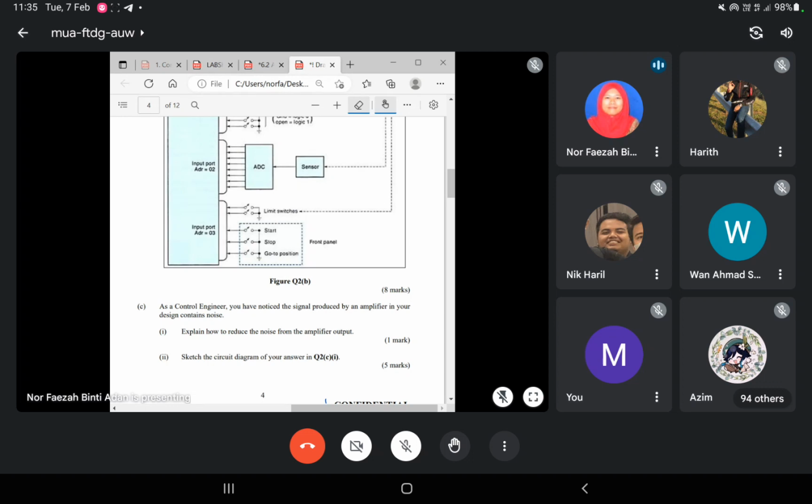Output tu means what do you want to get from the system. And whether the system is open loop or closed loop. Kalau it is a closed loop, then you have to figure out what is the feedback sensor dia. Okay? Okay, moving on to chapter 2.